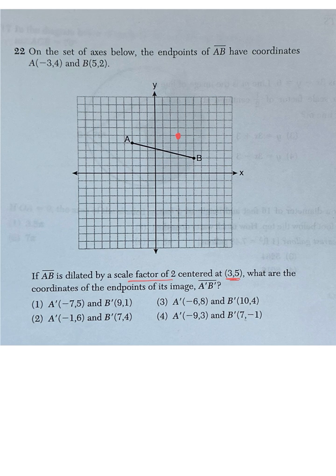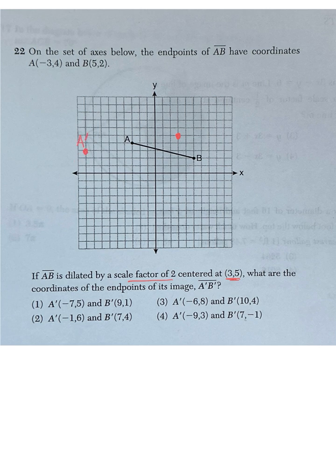So what you're going to do is just start at your dilation point, and I'm going to count how much it takes for me to get to A. So in other words, it takes me 1 down, and then 1, 2, 3, 4, 5, 6 to the left. Now I just did that once, right? Now I'm going to do it twice because it's a scale factor of 2. So I'm going to go down 1, and then go 1, 2, 3, 4, 5, 6. Right here, that's A prime.